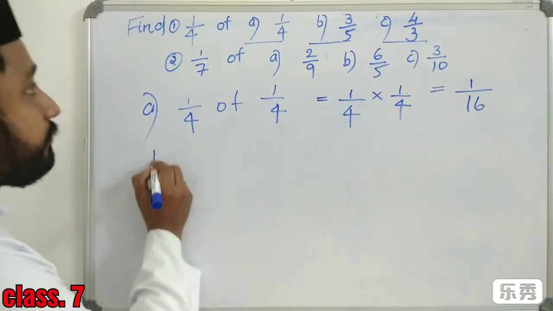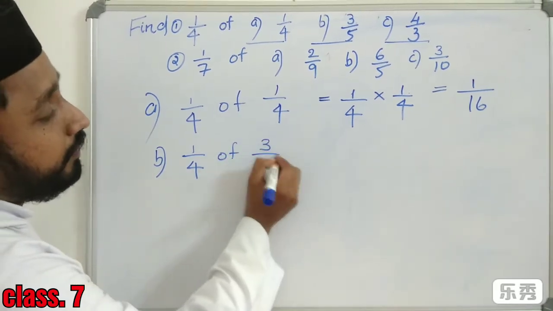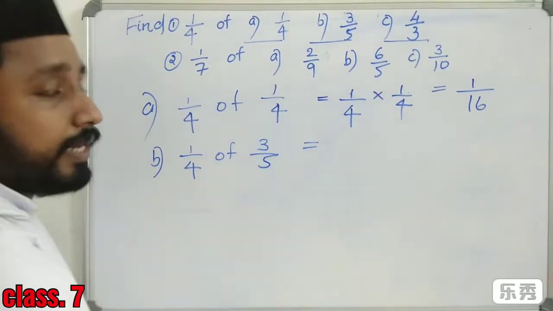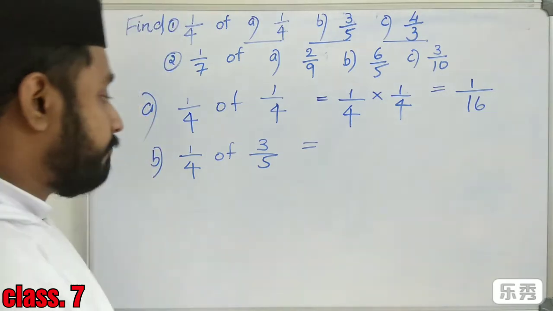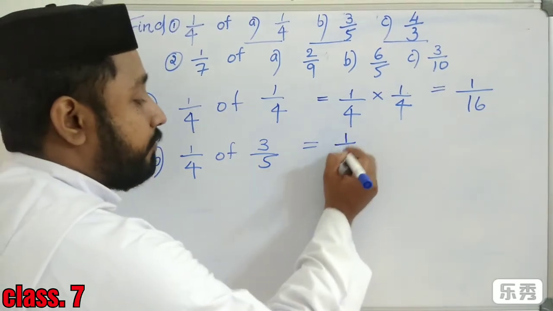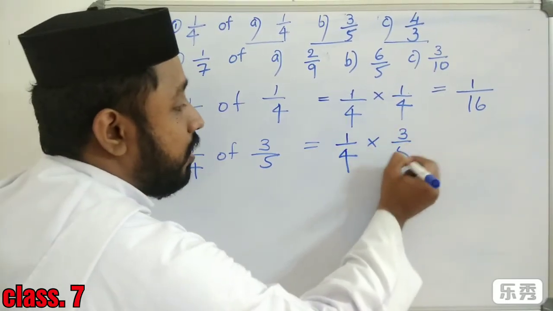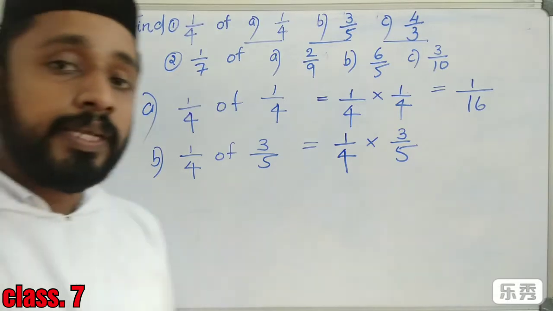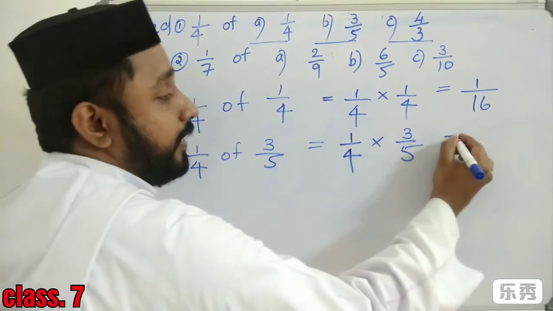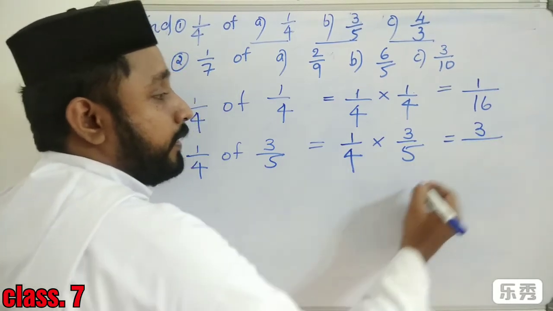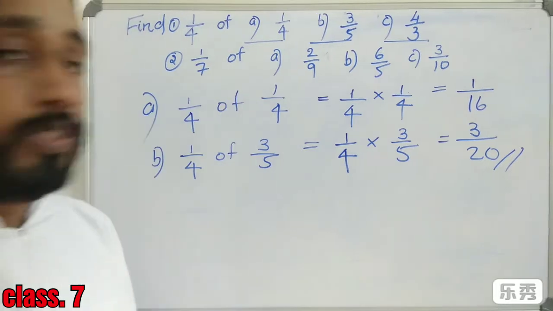Second question, 1 by 4 of 3 by 5. You have to find out 1 by 4 of 3 by 5, which means 1 by 4 into 3 by 5. So 1 into 3, 3. Multiply the denominators, 4 into 5, 20. So the answer is 3 by 20.